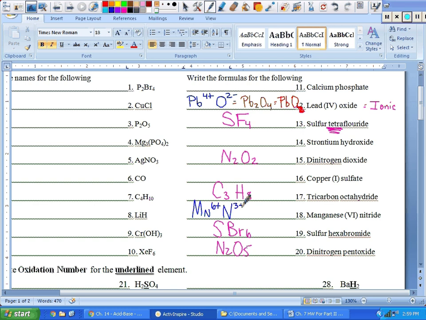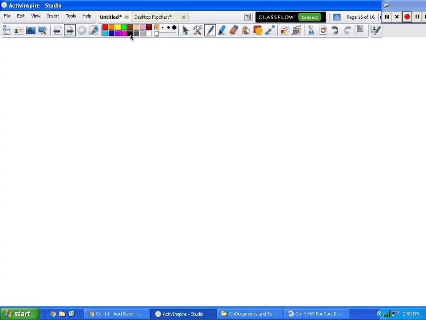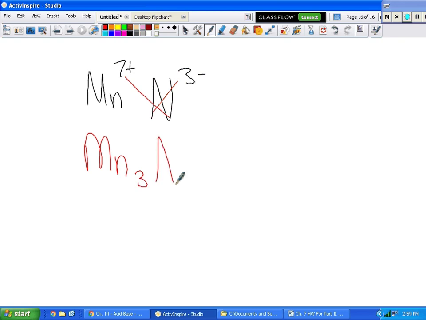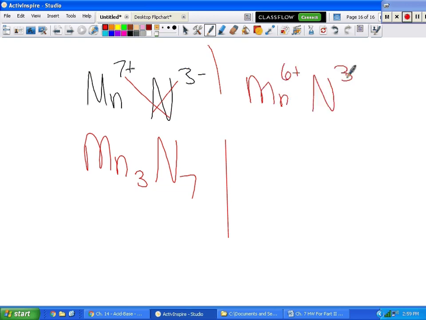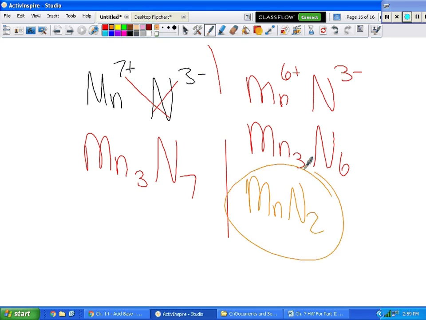Just since you asked, if it was manganese 7 plus, nitrogen 3 minus, what do you do with those? Crisscross. So it's Mn3N7. Okay, but we're not working with that one. We're working with Mn6 plus and N3 minus, which gives us Mn3N6. But can I reduce that to what? Mn2N, and that's the final answer. It just so happens that the two that we've done reduce down like this. They're not always going to reduce, but if they can, do it.